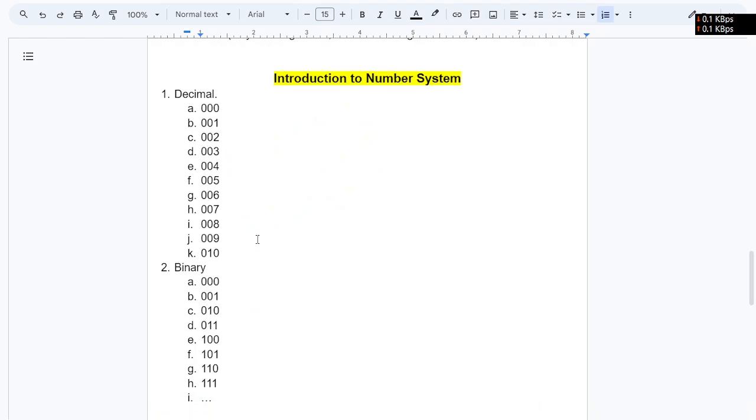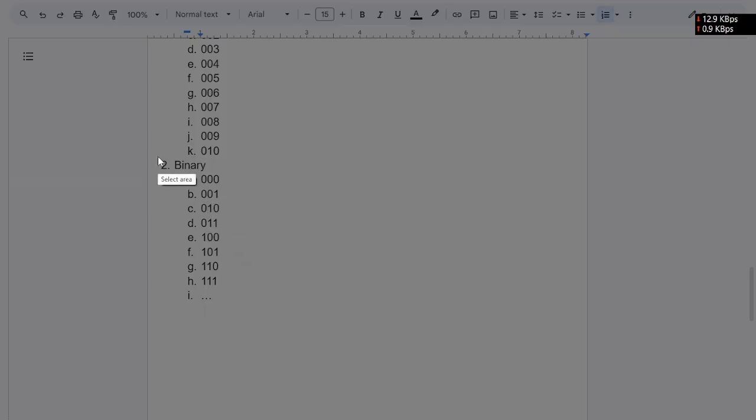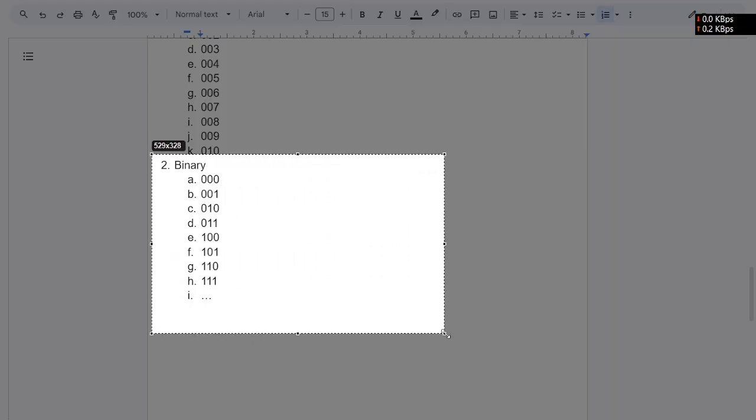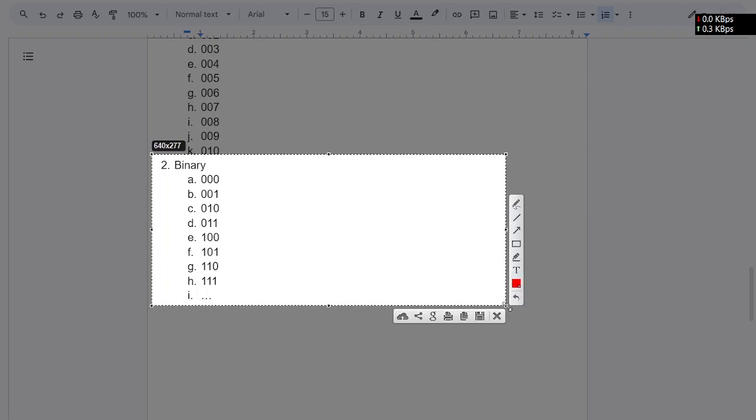Now let's discuss the binary number system. In the binary number system we have only two digits, 0 and 1.